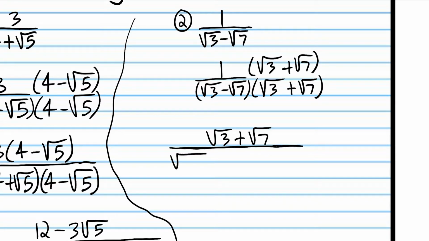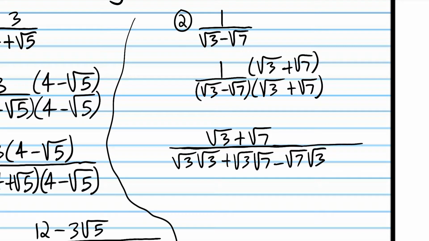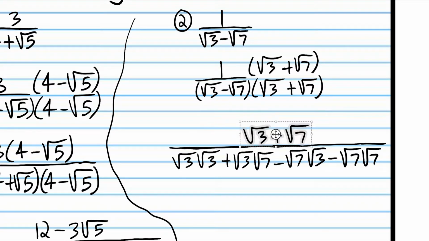In the denominator, we're going to get root 3 times root 3. That's F of FOIL. And then O of FOIL is root 3 times root 7. And then I of FOIL is negative root 7 times root 3. And then L of FOIL is negative root 7 times root 7, and you get negative root 7 times root 7. Whoops. And so now we just have to simplify the denominator.